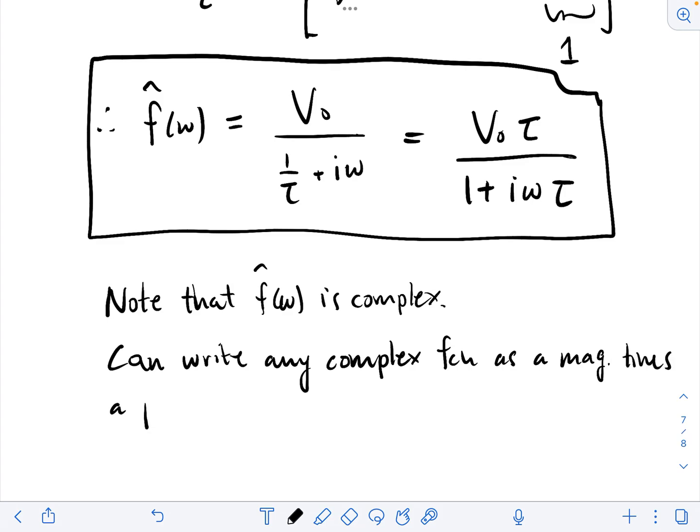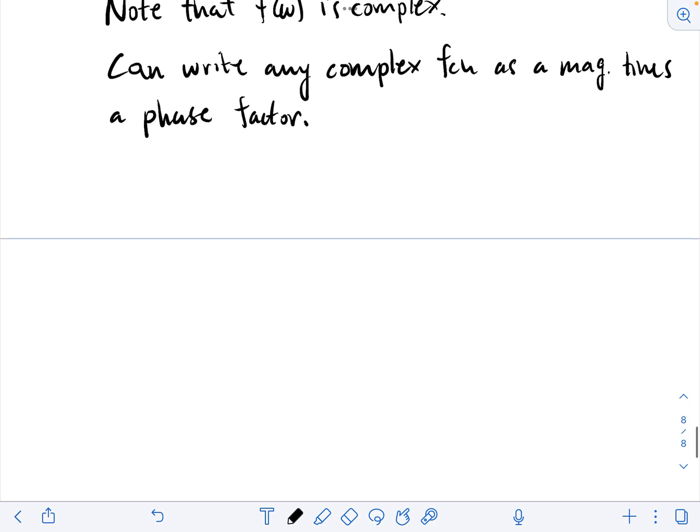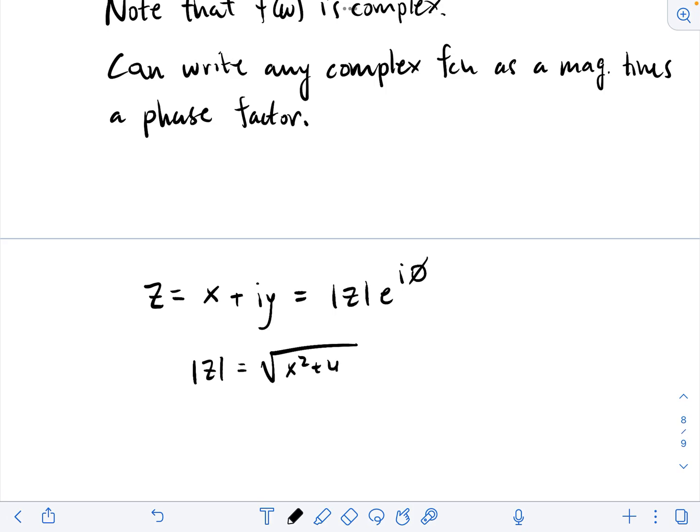So for example, let's start on this page. Z, an arbitrary complex number, is x plus, sorry, I've been using I times y. So a real and imaginary part. And so that could also be written as the magnitude of Z times the phase factor e to the I phi, where the magnitude of Z is equal to the square root of x squared plus y squared, and the tangent of the phase is equal to y over x.